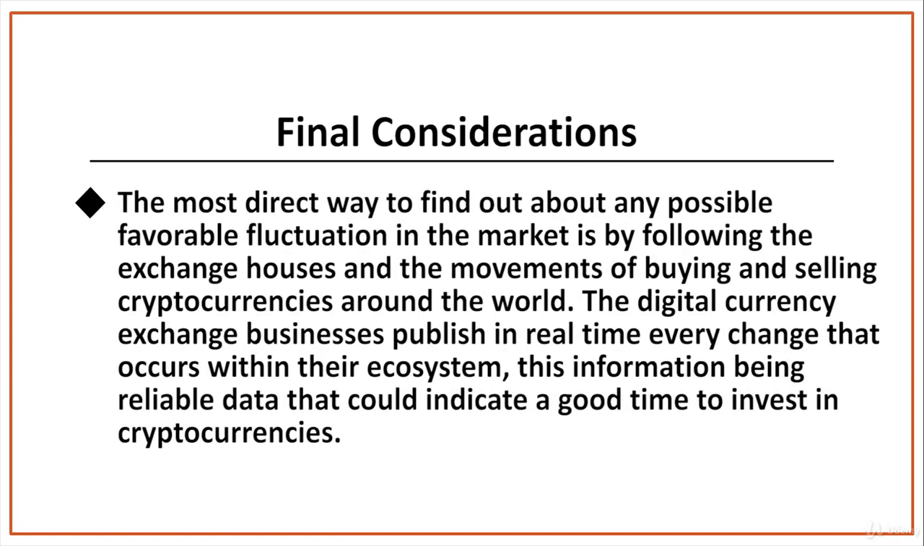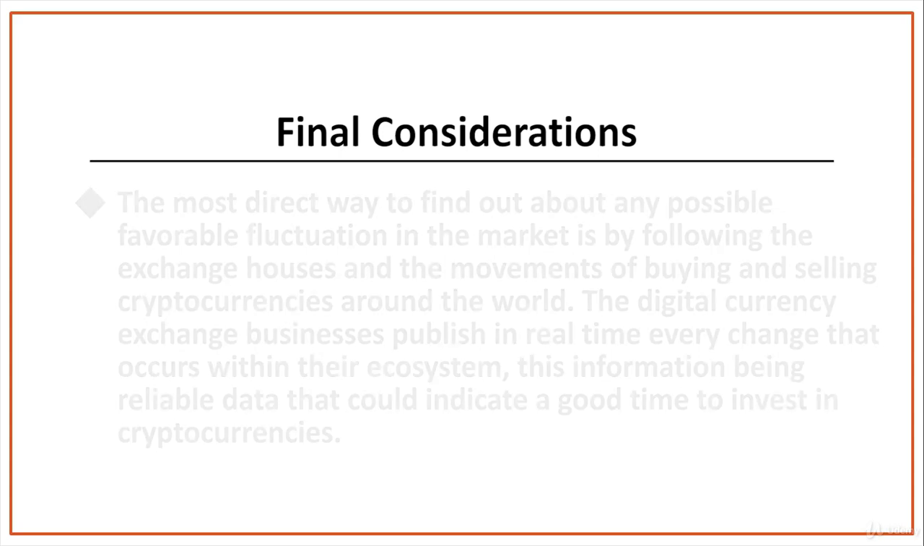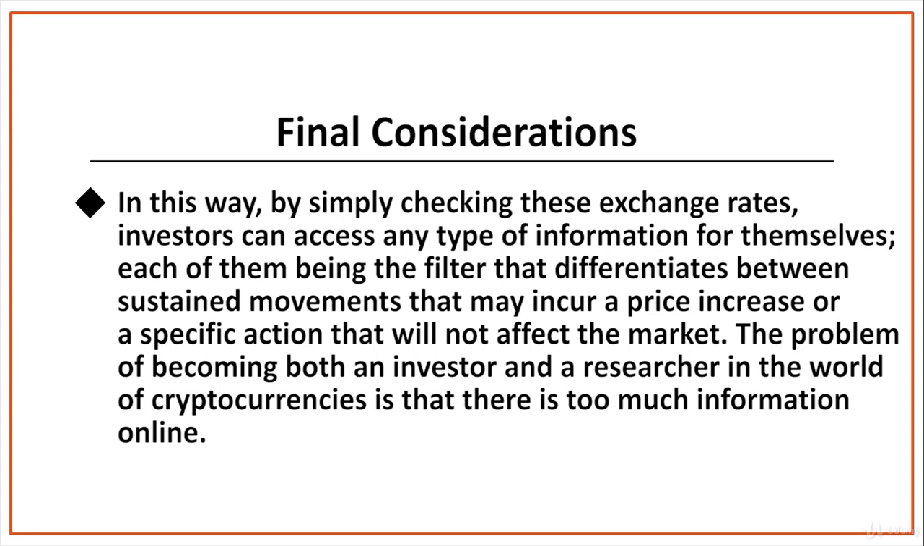But the most direct way to find out about any possible favorable fluctuation in the market is by following the exchange houses and the movements of buying and selling cryptocurrencies around the world. The digital currency exchange businesses publish in real time every change that occurs within their ecosystem, and this is reliable data that could indicate a good time to invest in cryptocurrency. In this way, by simply checking these exchange rates, investors can access any type of information for themselves, each of them being the filter that differentiates between a sustained movement that may occur, a price increase, or a specific action that will not affect the market.